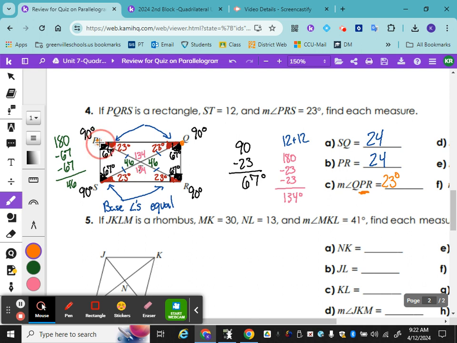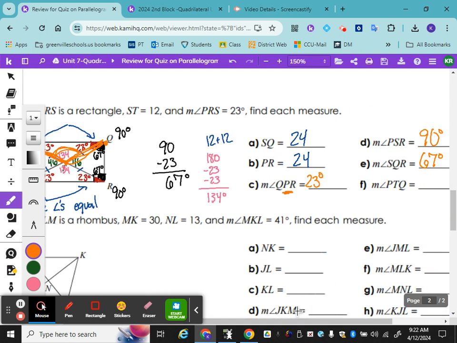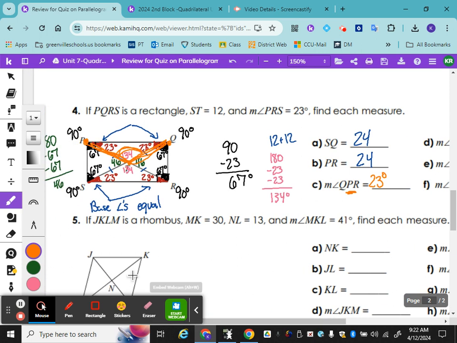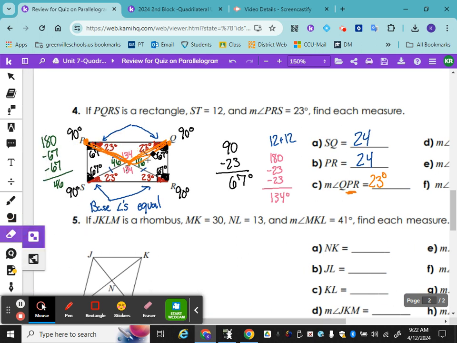PTQ, P, T is in the middle, kind of colored over it. Q, connect them, 134. I definitely filled out more angles than I need to, but it'll help you in your quiz. So that's okay with me. Get rid of all of this. I don't want to get rid of the 6 though. That dot's random.